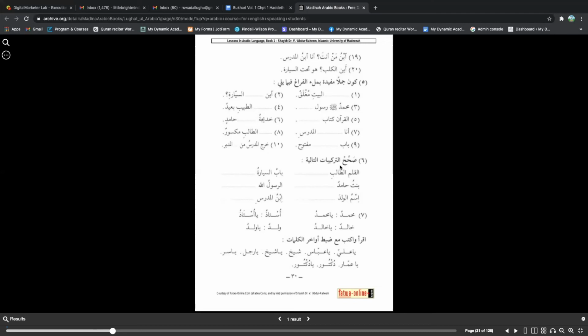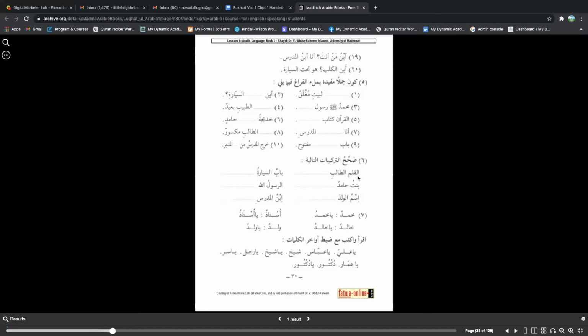التركيبات التالية. صحح is the verb for to make something correct, right? Make something صحيح. Okay, يعني صححه جعله صحيحا. He made it correct. So صحيح is correct. التركيبات, you could say the orders, the instructions or structures, التالية. So, okay, let's see what they have here. Basically the order of the words. They want you to make it correct, right?